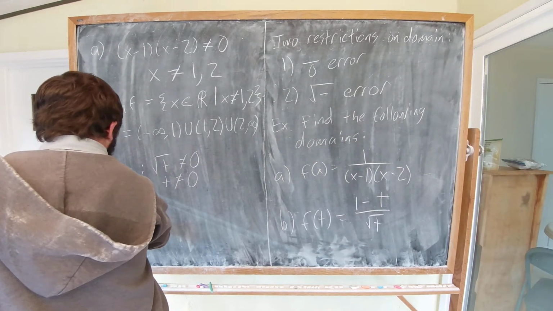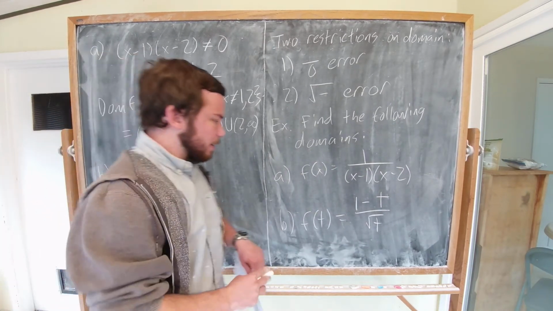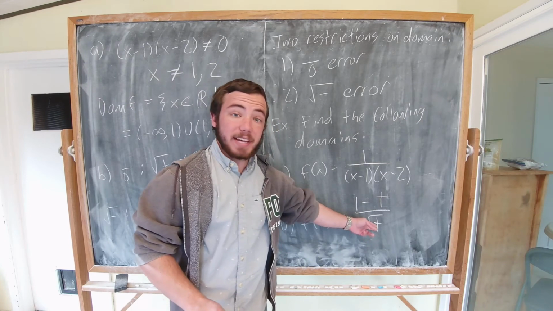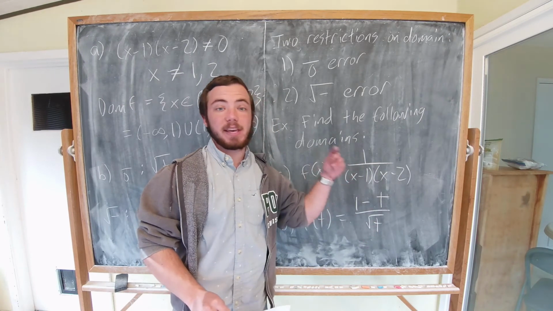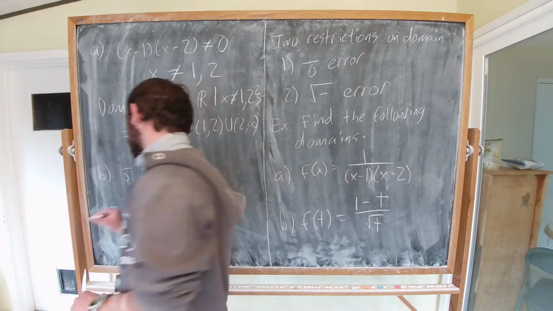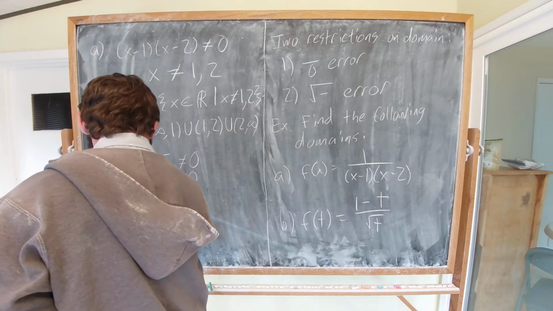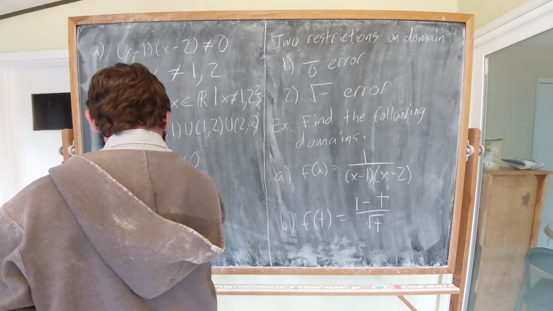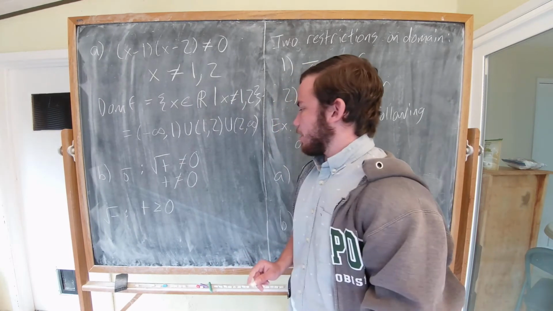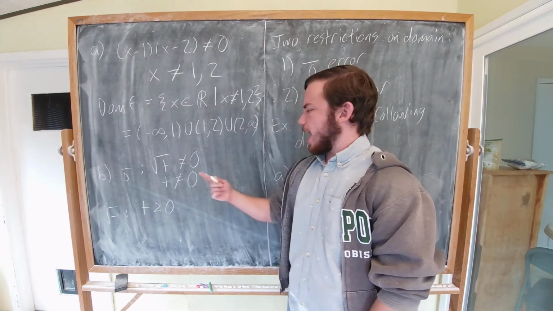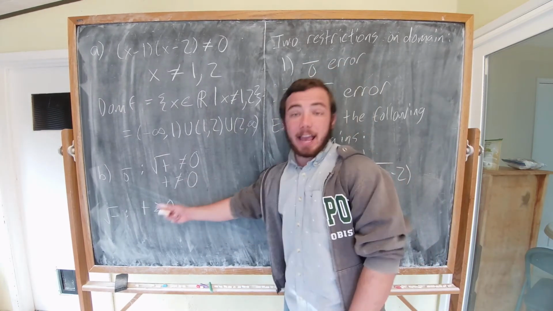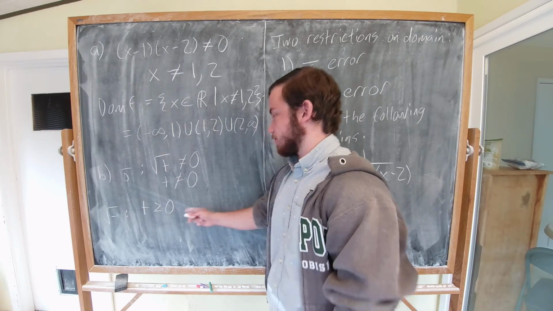How about the square root of a negative part? Well, for the square root of a negative, I need whatever's inside of the square root to be greater than or equal to 0. Okay, so those are our two conditions. I need t not equal to 0, and I need it greater than or equal to 0.